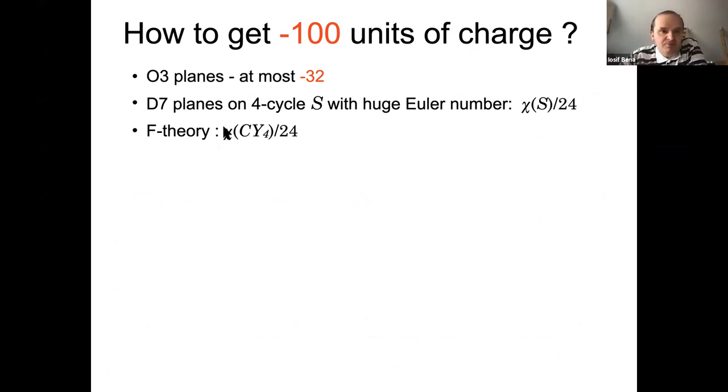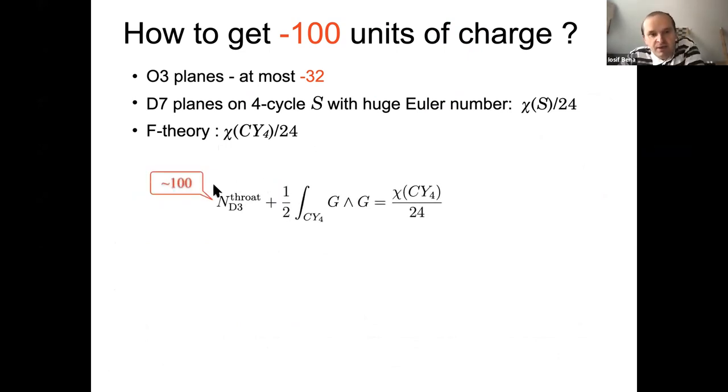You can actually put the seven-branes on a 4-cycle with a huge Euler number. Or in F-theory, you can take a Calabi-Yau 4-fold, and there's a negative charge which is given by the Euler characteristic divided by 24. So you have the number of D3-branes in the throat, which is again 100. And then you also have the other fluxes of the Calabi-Yau, which again are given by this contribution.